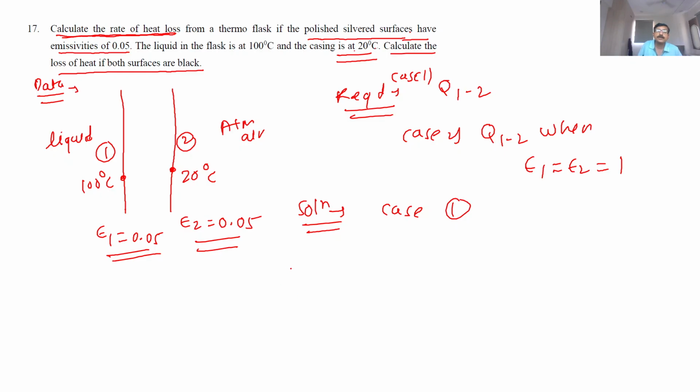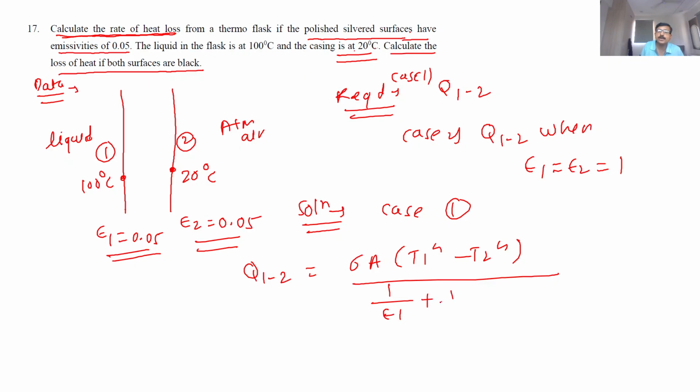So how to do it? Now the radiation heat exchange formula between two flat parallel surfaces is given by Q1-2 equals sigma A (T1 raised to 4 minus T2 raised to 4) divided by (1 by epsilon 1 plus 1 by epsilon 2 minus 1). This is the formula. Now you are saying, sir, a thermos flask is made up of two bottles, so it is just a case of two concentric cylinders. So why have you not used the formula of two concentric cylinders? Why have I used it for two flat surfaces?